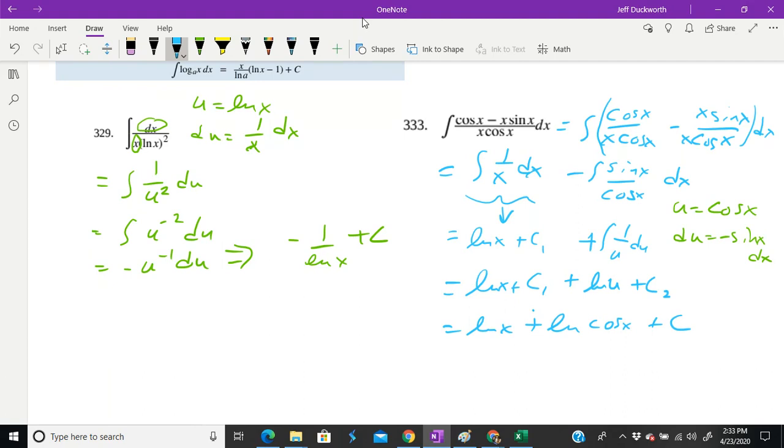So again, it looked kind of unmanageable because there's nothing to substitute as it stood in the beginning. But once we broke it into two pieces, again, the first part was fairly simple. The second part involved another substitution, but not terrible.